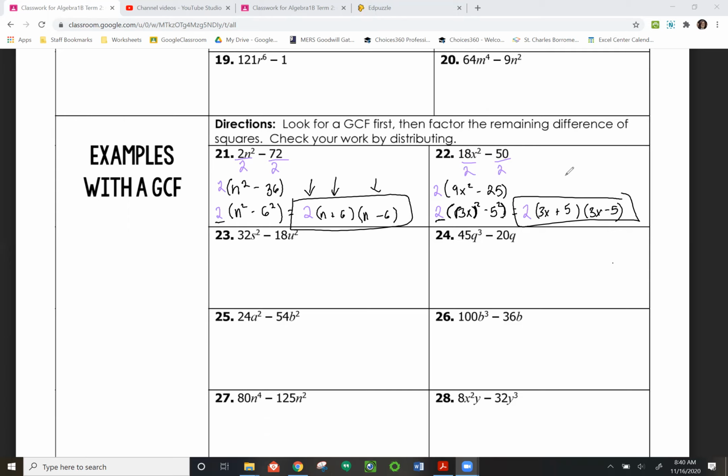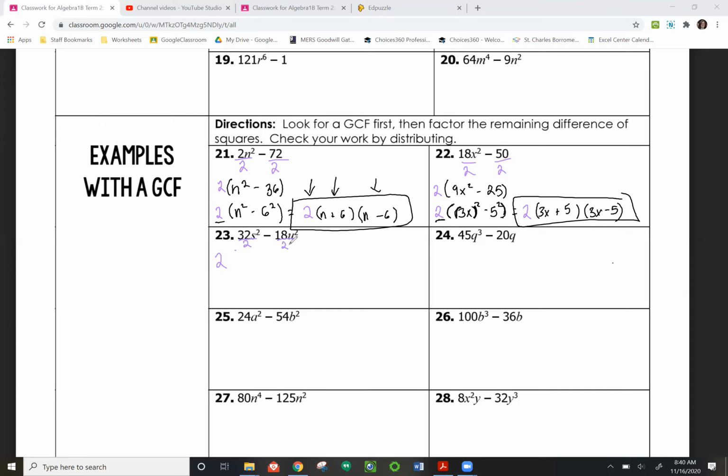Okay, 23. Right now, the way it's written, I don't know if this is a difference of squares, but if I check to see if there's something I can pull out first, I think we'll be in luck. So 32 and 18, what can you pull out of both? I believe I can pull out a 2. Again, that seems to be a common theme. All right, now, I'll put those underneath like I always do.